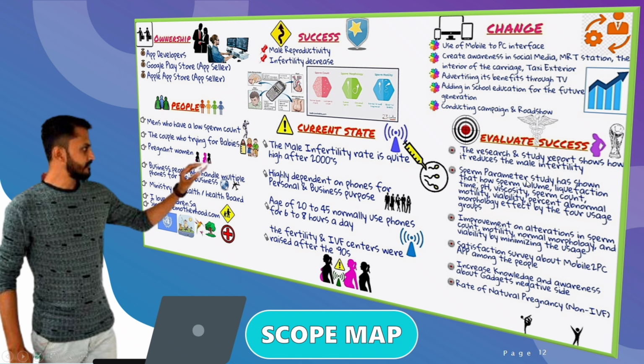A sperm parameter study has shown how sperm volume, liquefaction, pH, viscosity, sperm count, motility, viability, and percentage of abnormal morphology are affected by the usage groups, and there is improvement in the alterations in sperm count and viability by minimizing the usage of phones. So these are the things we came to know through the scope map.